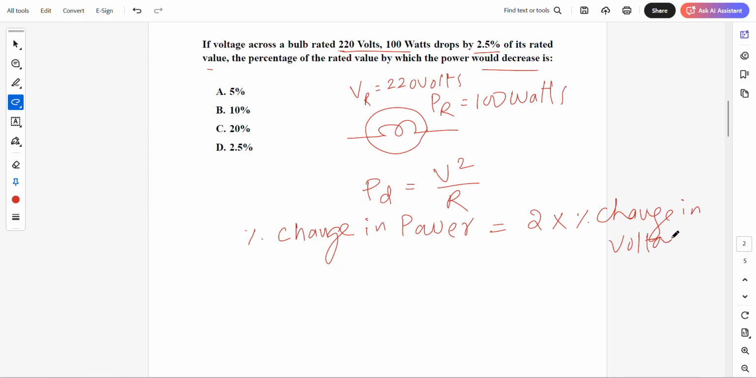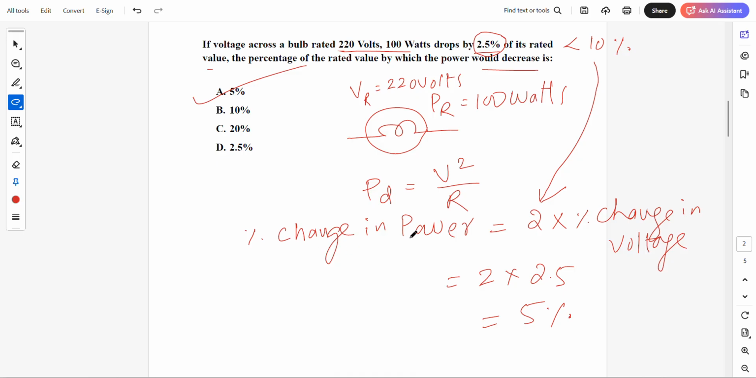Now 2 into, what is given? Percentage change in voltage is 2.5. That is equal to 5%, which is the right answer. Hope you understood this. This is very important. Use error analysis here. Percentage change in power is equal to 2 into percentage change in voltage. Since this is a small percentage, less than 10%, we can use error analysis directly like this.